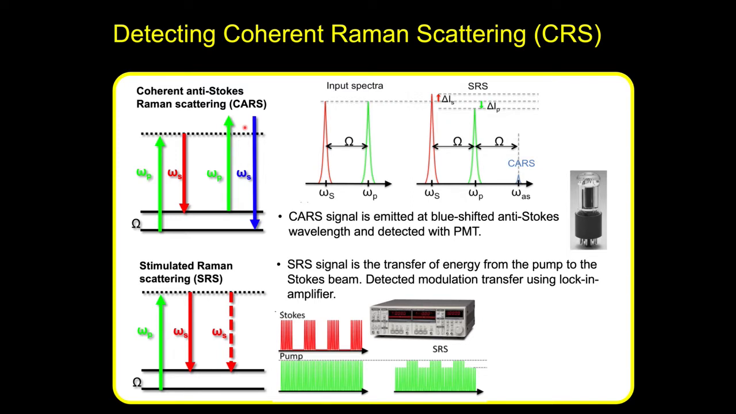Stimulated Raman scattering, on the other hand, is very similar to stimulated emission. What happens when we shine the pump and the Stokes beam onto the sample, by simultaneously shining the photons at these frequencies onto the sample, we stimulate the emission of a photon at the Stokes frequency. And effectively what we're doing is taking the pump beam and converting it into a Stokes photon. So if we were to modulate the Stokes beam whilst keeping the pump beam constant, we would see the modulation transfer from the Stokes beam onto the pump beam as we convert photons from one beam to the other. And we can detect this very small modulation in signal using a lock-in amplifier to pull this modulation signal out from the pump beam.